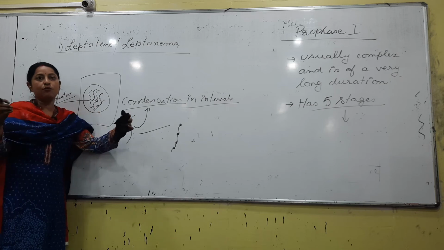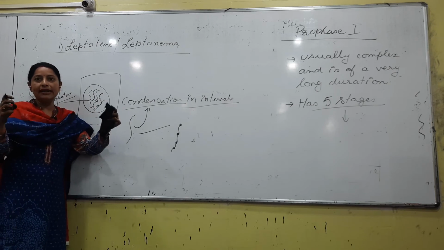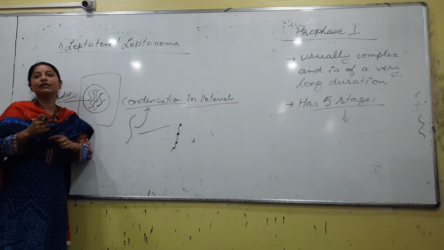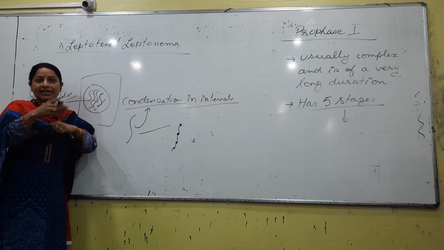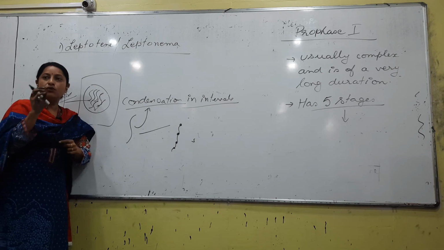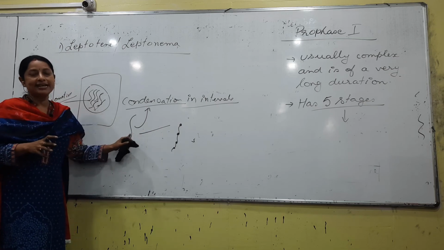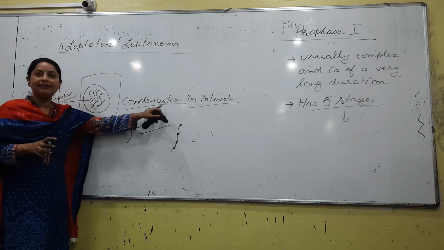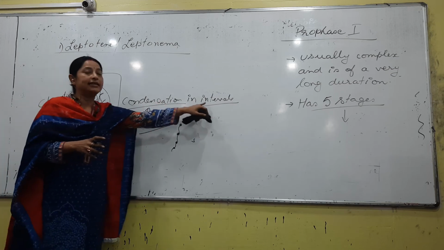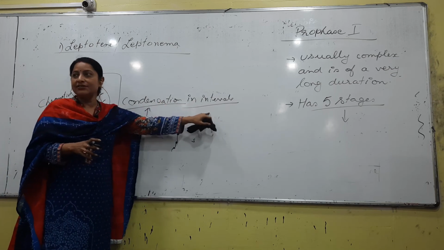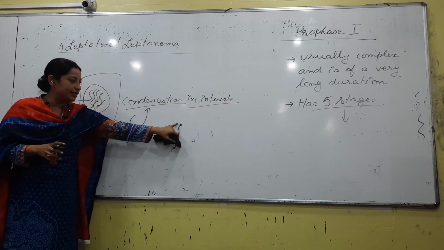Just think about a thread, right? You have a rope or you have a thread, it's a long one. To make it short, you have to tie knots, and you can do small knots. So what happens in leptothin is the genetic material or the chromatin undergoes condensation but in intervals, as a result the genetic material looks like this.